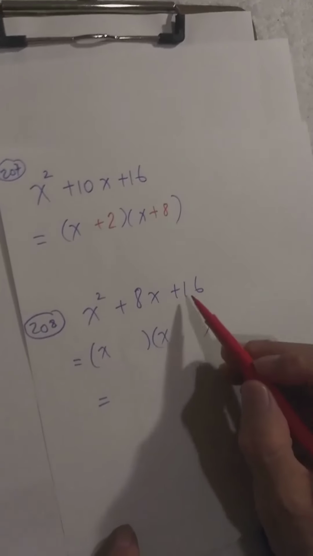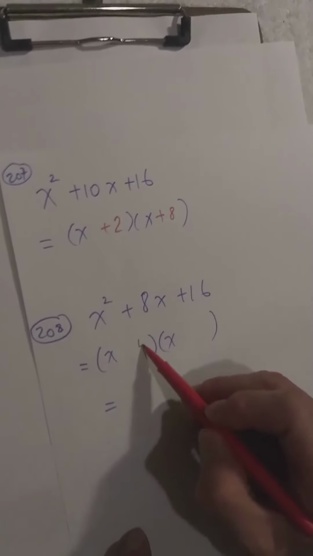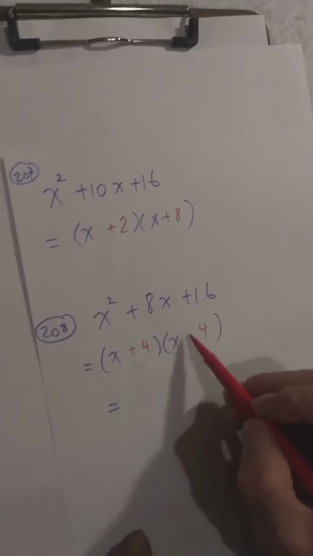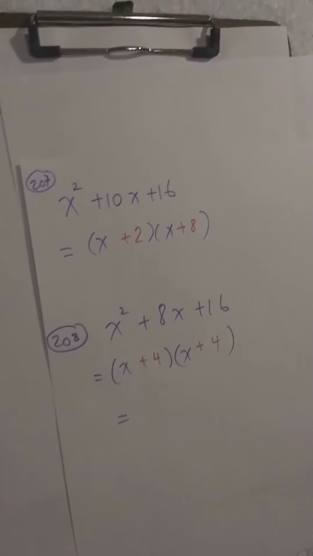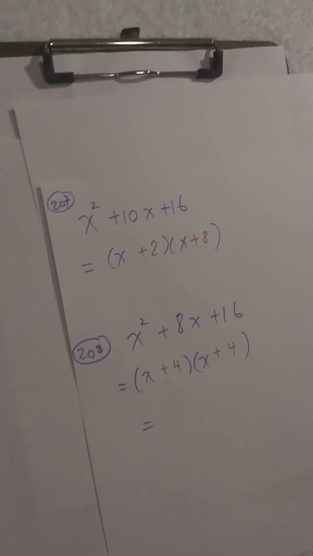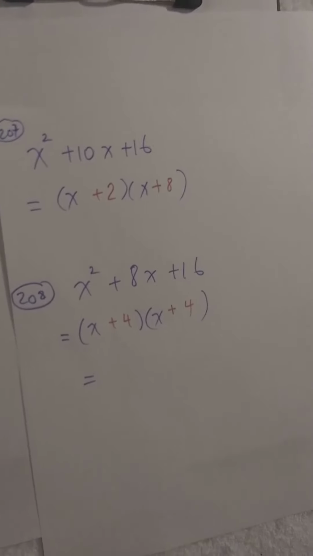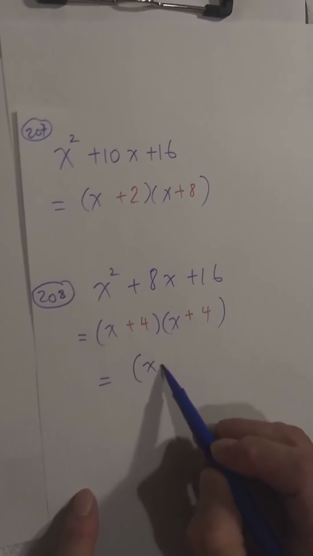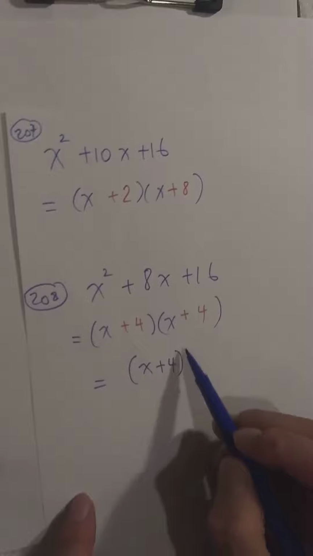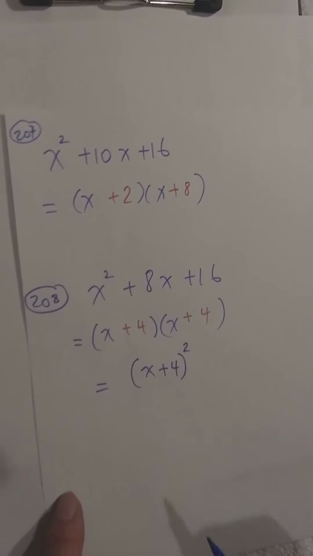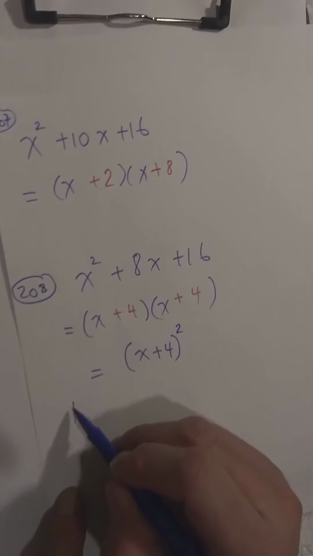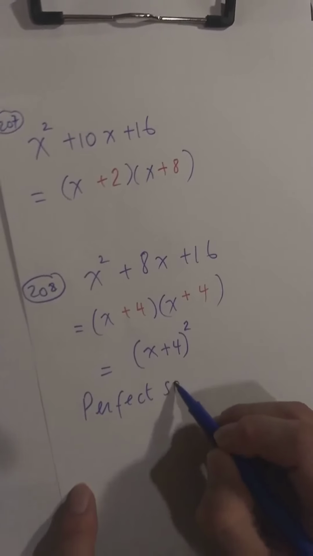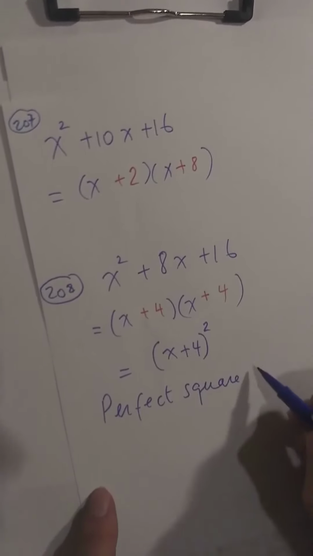In this example, we have 16 also, but this time it'll be 4 and 4. Why? Because 4 plus 4 is 8. But when you have a situation like this, x plus 4 times x plus 4, we don't have to do this next step. But if we did it, this is like having x plus 4 times itself. So x plus 4 squared. This is called the perfect square trinomial.